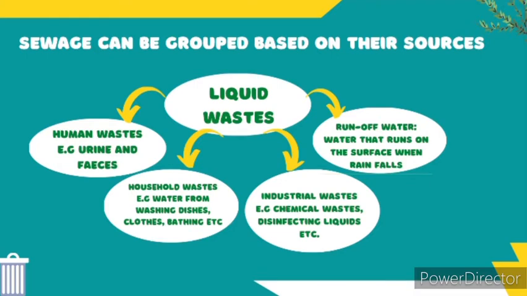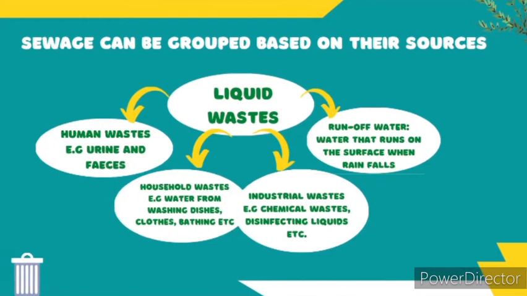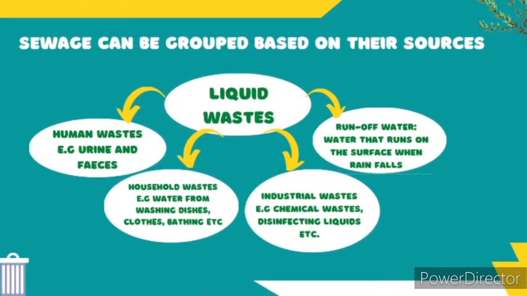Then we have household waste. Examples are water from washing dishes, clothes, bathing, and leftover foods. Then we have industrial waste, waste produced from industries. Examples are chemical waste, washing production materials, disinfecting liquids, etc. Then we have runoff water. Does this word sound familiar? Yes, when we did erosion. Runoff, they are water that runs on the surface when rain falls. So that is also a liquid waste.